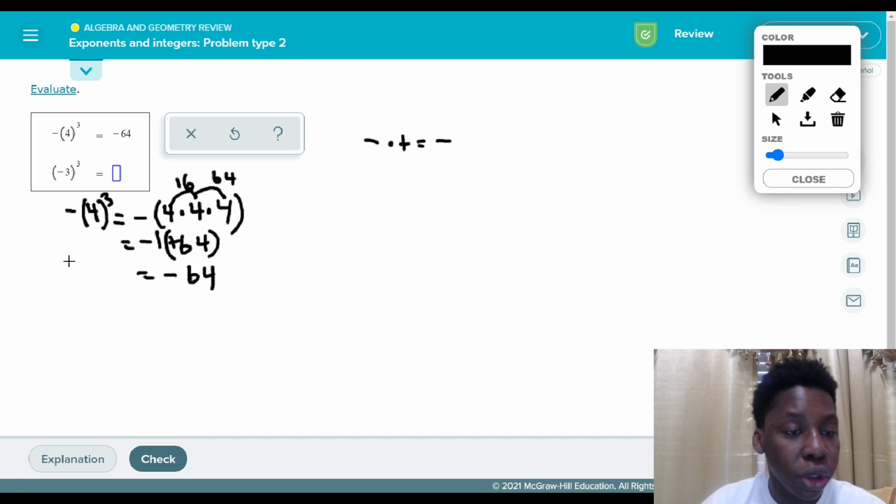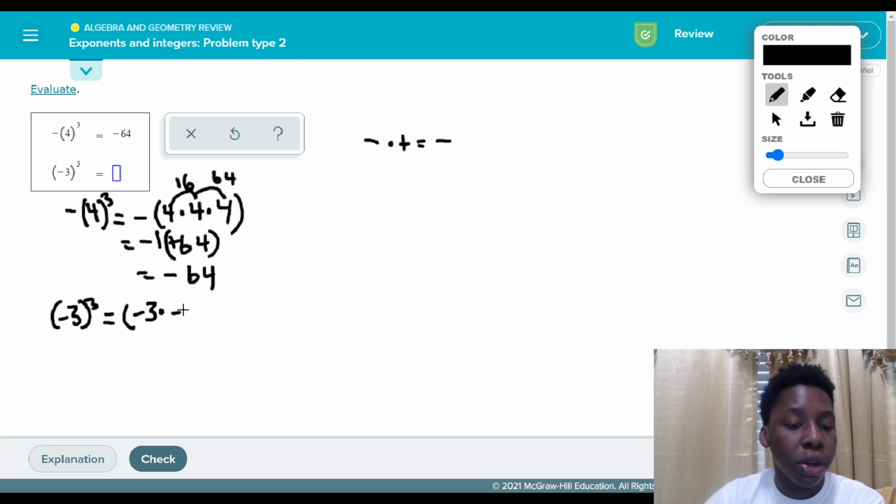So this is minus 3 raised to the power 3. We're going to ask ourselves, is the minus inside or outside the parentheses? The minus is inside the parentheses, so we have to work with whatever is inside the parentheses as a whole. This means we multiply minus 3 by itself three times: minus 3 times minus 3 times minus 3.